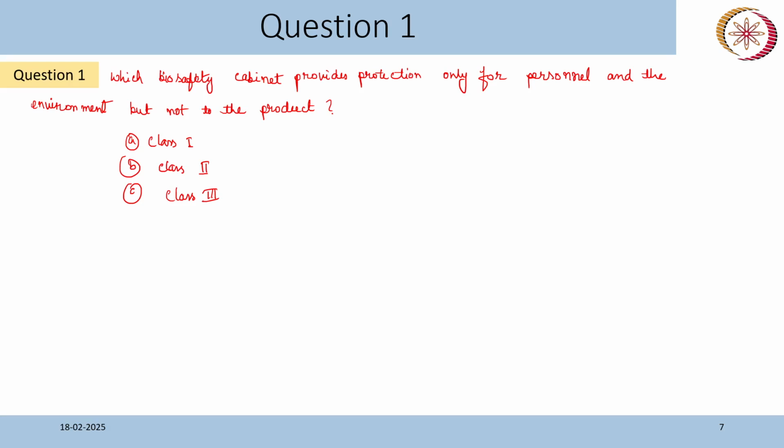In which biosafety cabinet is protection provided only for personnel, the person doing the experiment, and for the lab environment, so that no hazardous gas or chemical is released to the environment, but it does not protect the product, the sample or the device that you are testing? You can write down the answer in the chat box. I will take a pause here.